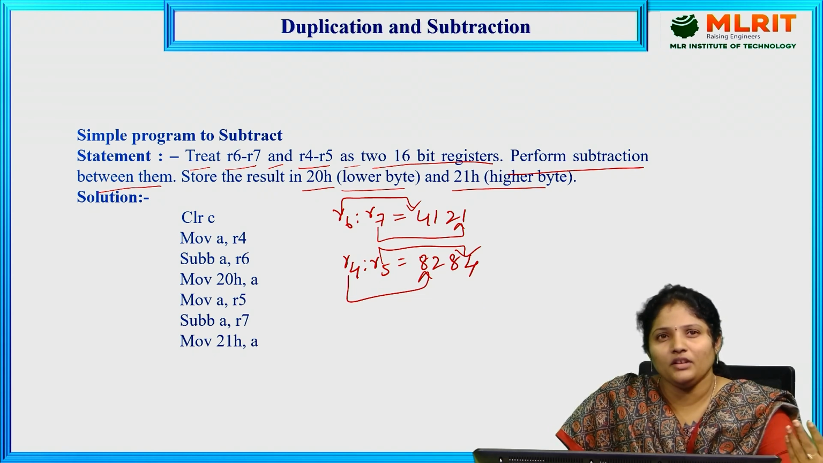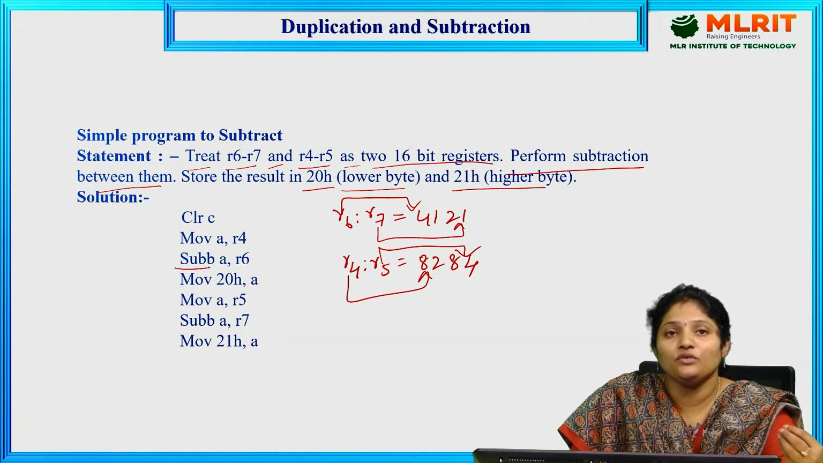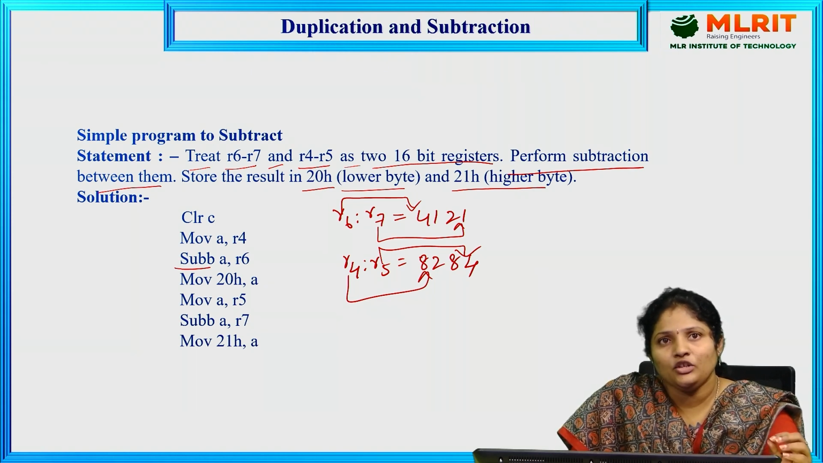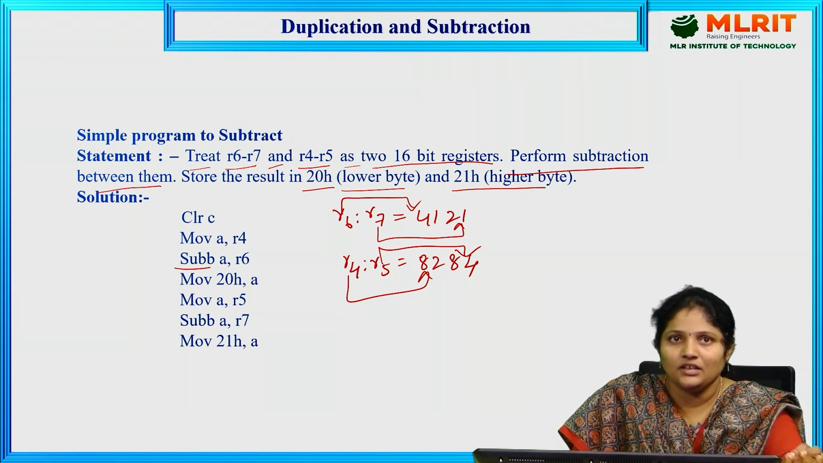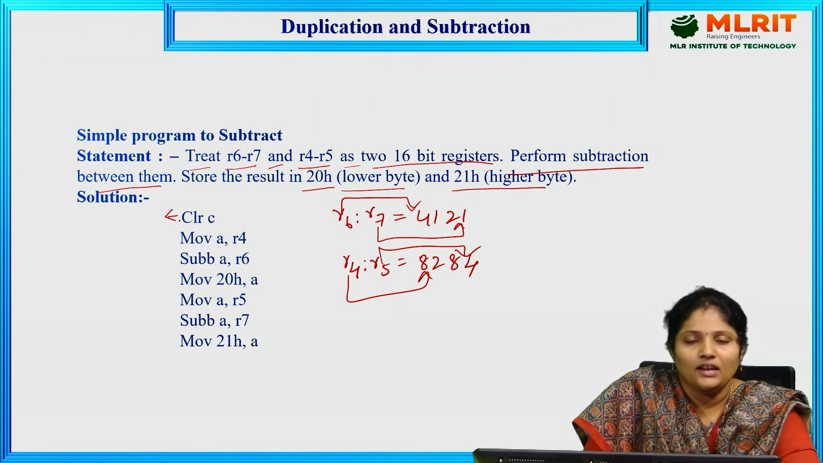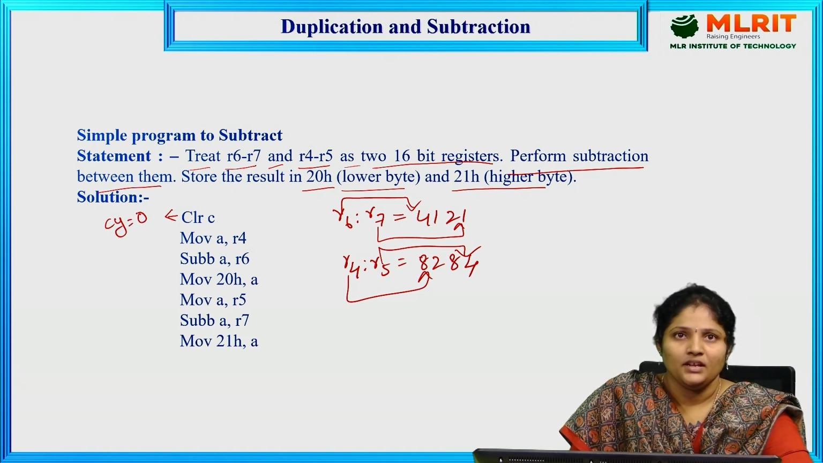So before performing the subtraction operation, we need to make sure that carry flag should be 0. Why? Because here in the subtraction, we are doing subtraction operation by using the borrow. So borrow means if carry flag is having 1, that 1 should be subtracted from the register itself. So that's why we need to make sure that carry should be 0 before performing the subtraction operation. That's why here we are clearing the carry. CLR means clear. So carry flag is 0.